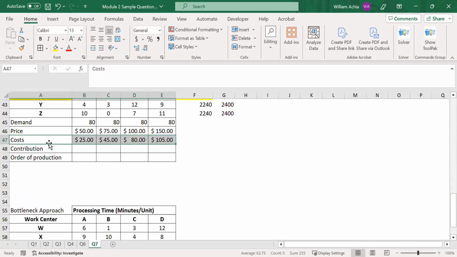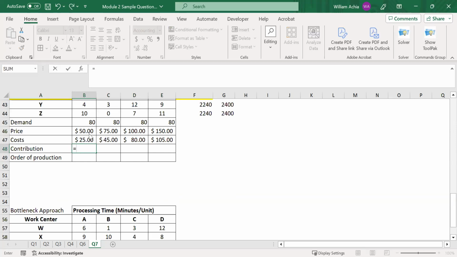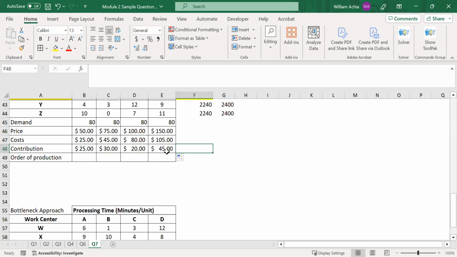Okay. So now that we have the price we're selling the product at and we have our costs, if I take the difference between these two, it tells me our profit contribution. So A is 50 minus 25. My profit contribution here is $25. For B, it's $30. For C, it's $20, and finally for D, we have a contribution of 45.